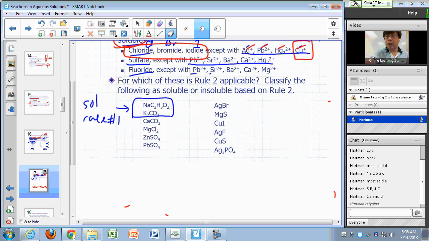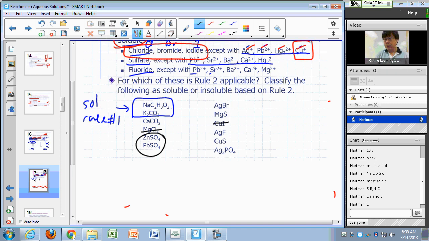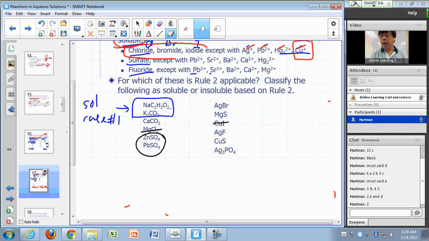Okay, let's cross out CuI and MgCl2. We've already done that. Here's our sulfates right here. We got two of them. Which of these two is soluble? Most sulfates are soluble unless it's in combination with these ions right here.